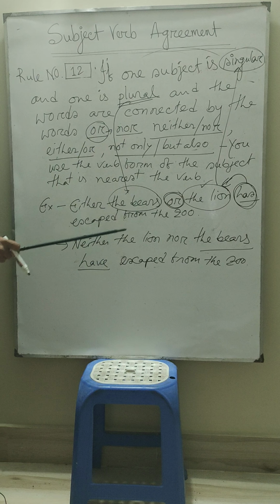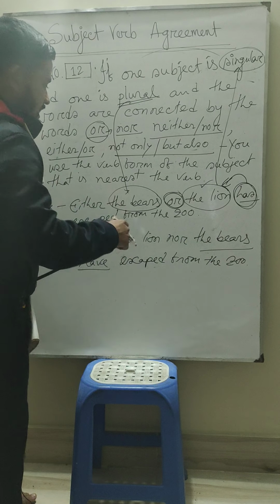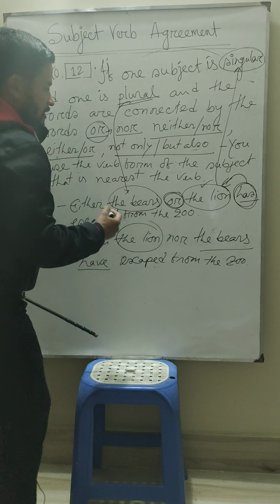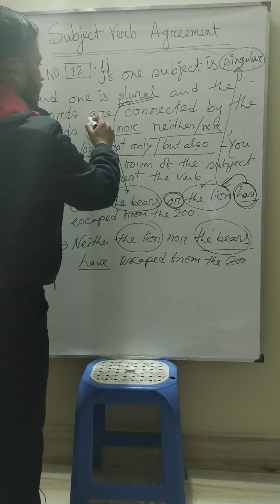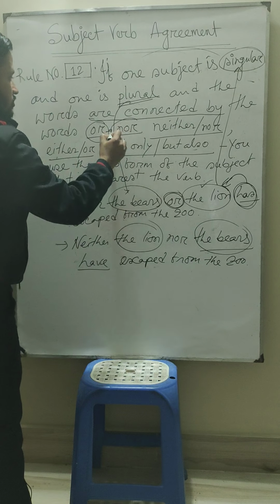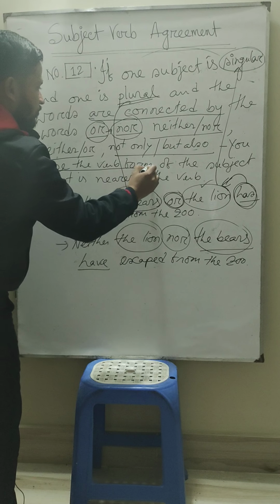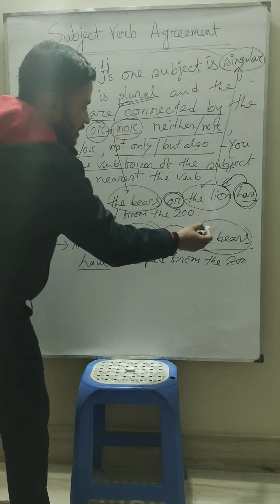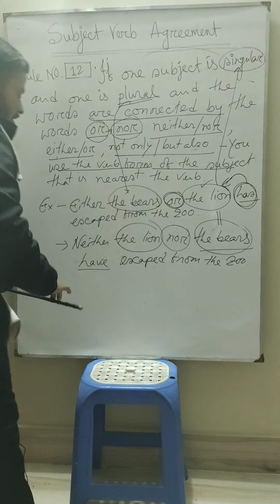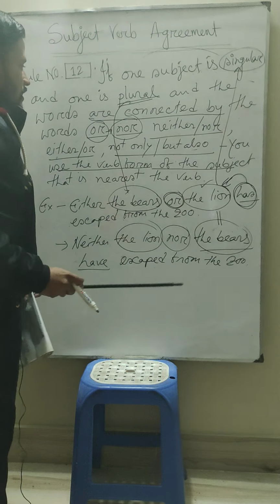Here you see another example. Neither the lion nor the bears. Here one subject is singular and one subject is plural, and they are connected by which word? Nor. Then you use the verb form of the nearest subject. Here the nearest subject, the bears, is plural, so you use here have. Escape from the zoo.